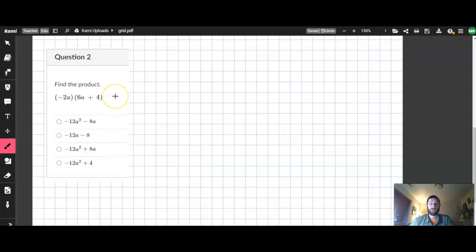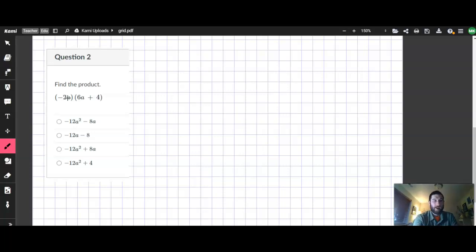So here on question 2, now we have a monomial multiplied by a binomial. And see that plus sign right there? That means we're not just going to be able to drop our parentheses and write this as multiplication. We'll actually have to distribute. Why? Because multiplication is repeated addition, and this negative 2a is being multiplied by both 6a and 4. Both 6a and 4 are being repeatedly added negative 2a times, right? And that doesn't really make a lot of sense because a is a variable, so we don't know how many times that is, which is why we need to distribute so we can algebraically represent what we're talking about.